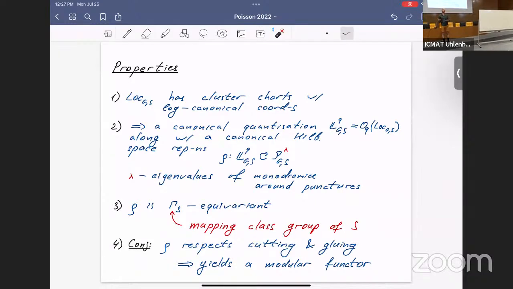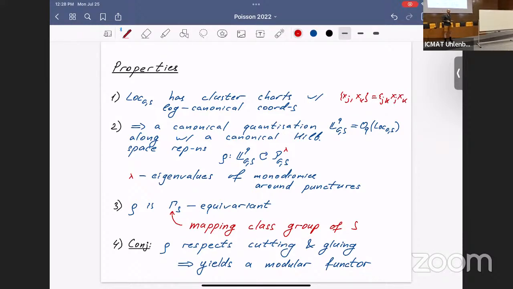And moreover, these charts are called cluster charts, and they come with log canonical coordinates, right? So each chart will be isomorphic to C star to some power, to the dimension of your variety, and we have log canonical coordinates. Now, when I say log canonical, I just mean that if you take two coordinates, let's say x_j and x_k, their Poisson bracket is epsilon_jk x_j x_k, right?